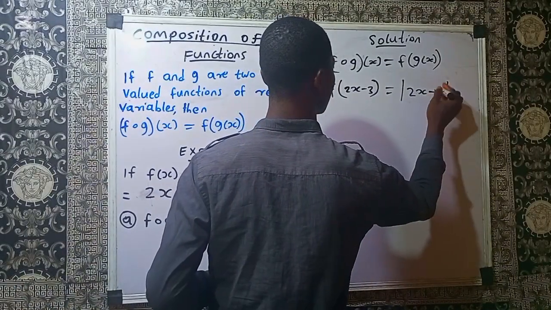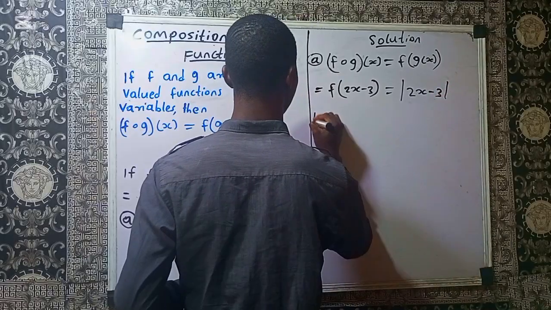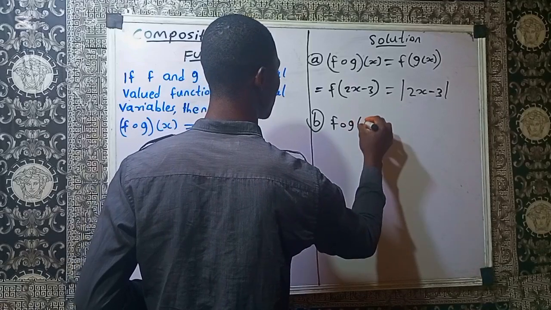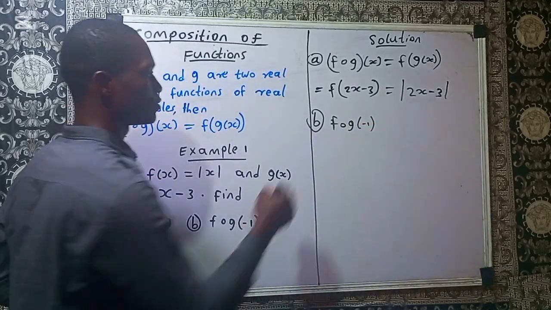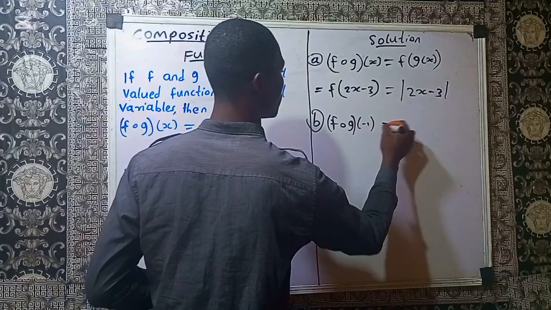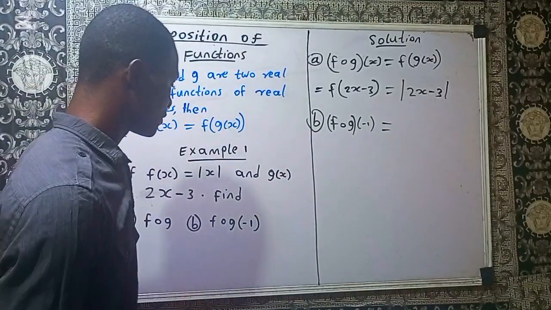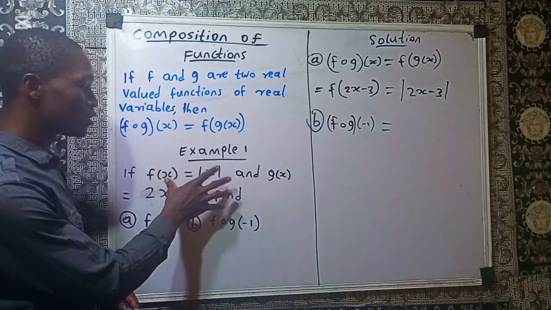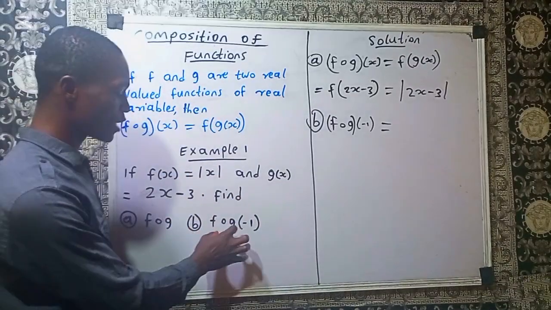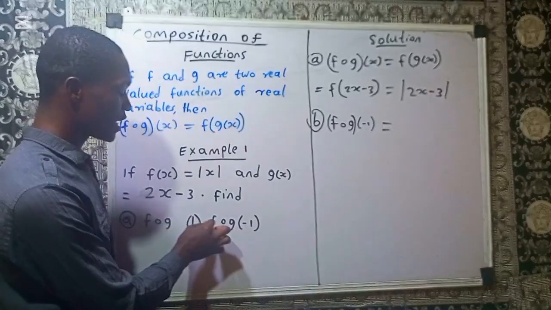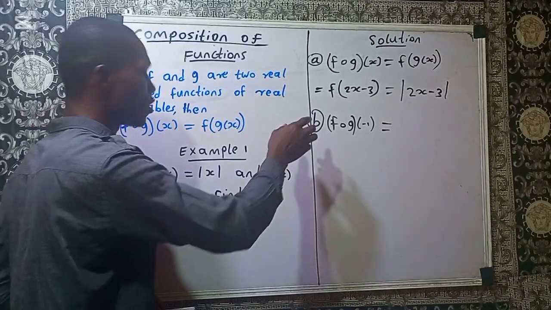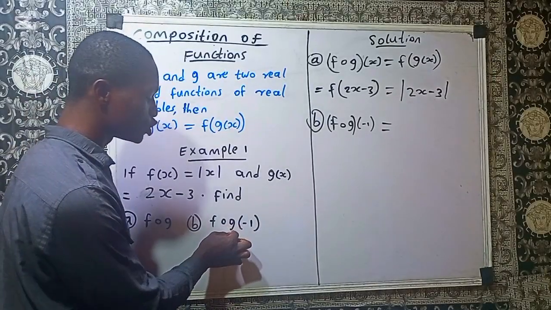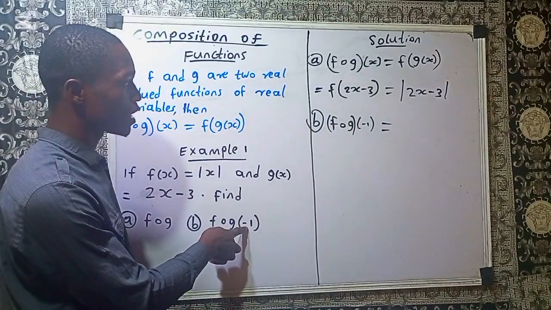So for the b part, they ask us to find f composition g at minus 1. If in your exam, assuming that this is what they ask you directly to find, and they have given you two functions like this, you first of all find f composition g of x, as we did here, before finding f composition g when x is minus 1.